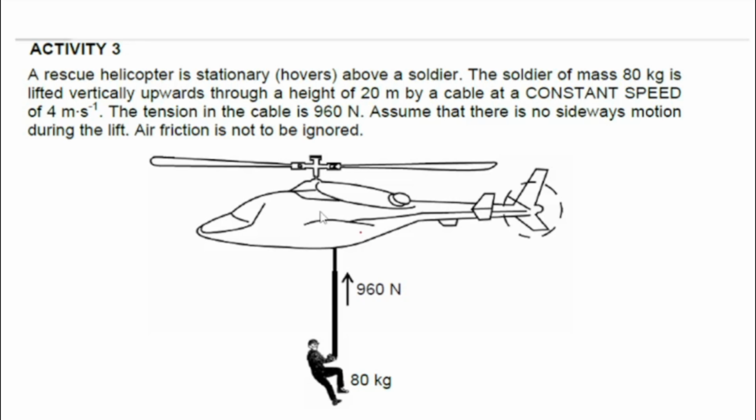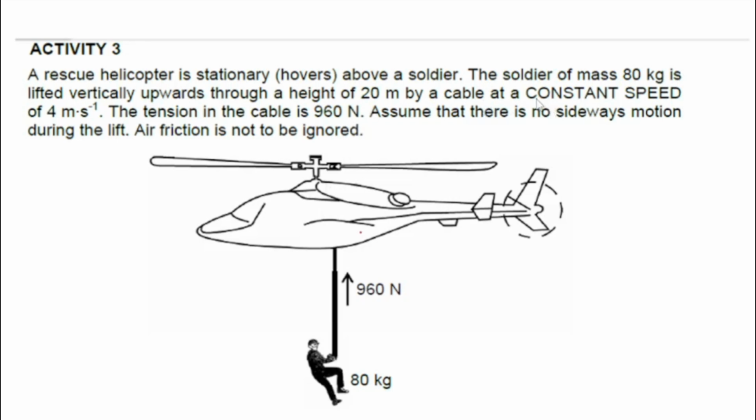So we're going to answer this question. I've seen this question in some of the past papers, but let's work on this one. They say that we have a rescue helicopter that is stationary above a soldier. The soldier has a mass of 80 kg and is lifted vertically upwards through a height of 20 meters by a cable at a constant speed.